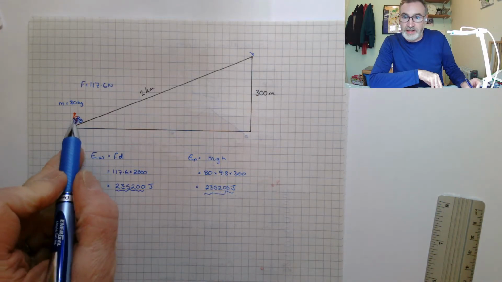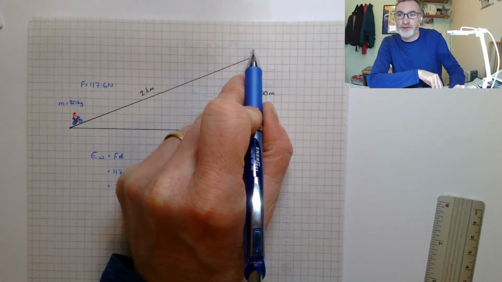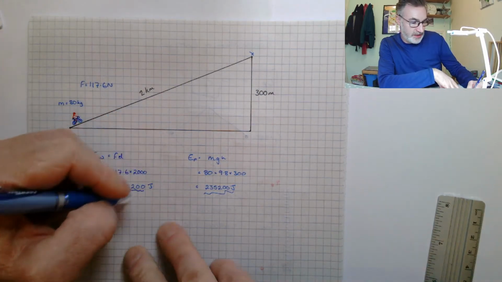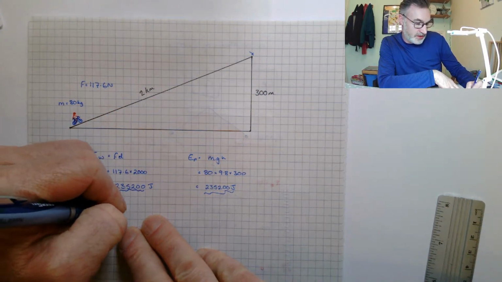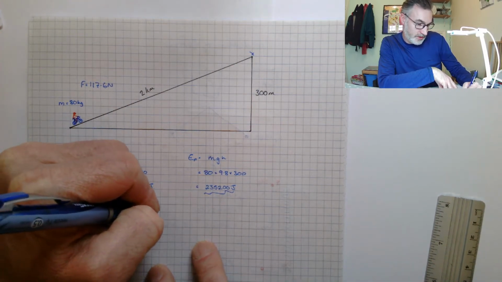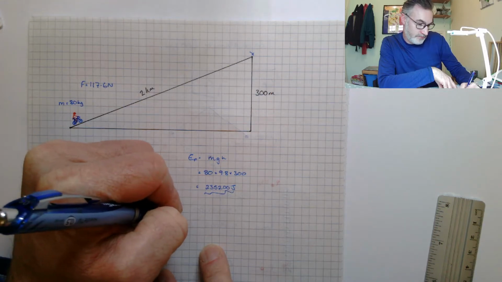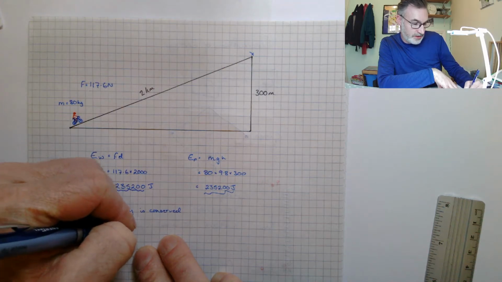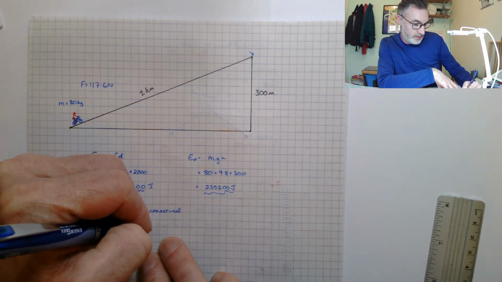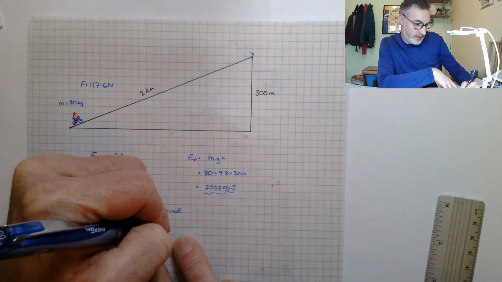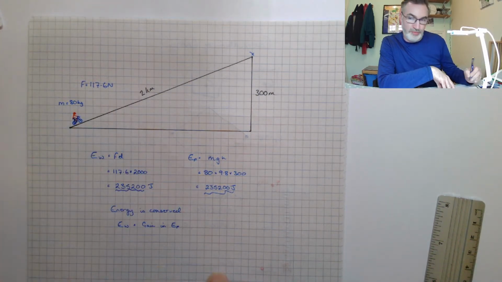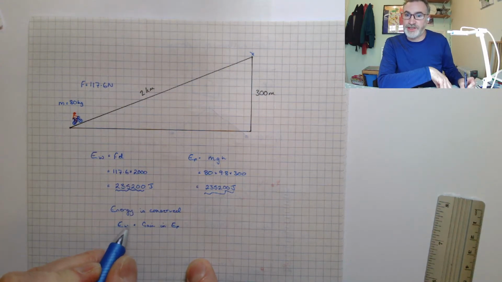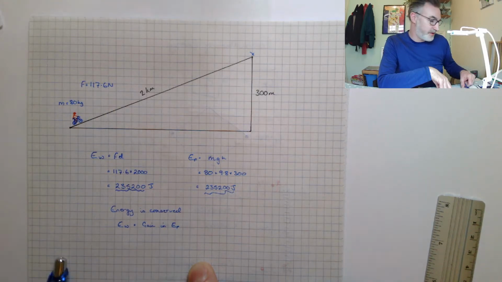So the work that I've done in pedaling up the slope is going to be all converted into potential energy at the top. So in this case, we can say energy is conserved, and the work done is equal to the gain in EP. Okay, so I've given my energy and it's been converted into potential energy.